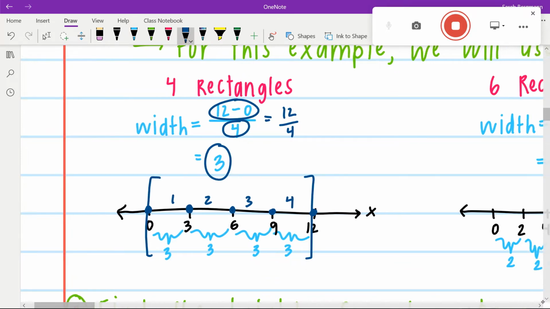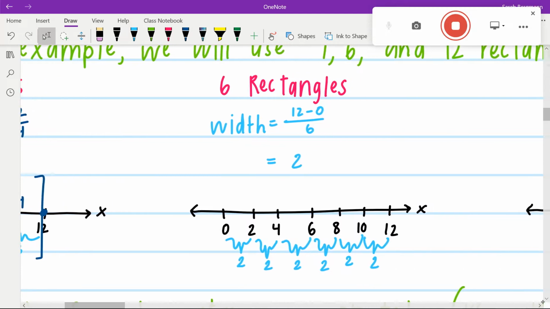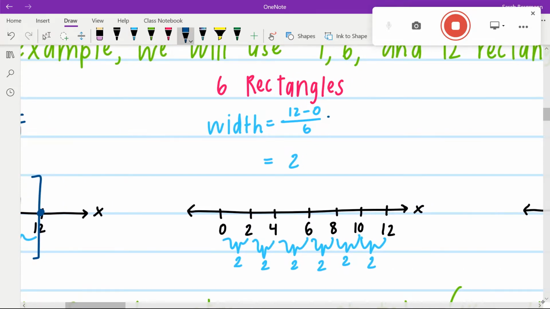Let's go ahead and divide up our x-axis for 6 and 12 rectangles as well. So for 6 rectangles, we're taking the 12 units and dividing it into 6 equal rectangles or equal spaces. So that gives us that each rectangle should have a width of 2 units. So starting at 0, I'm going to count 2 units. So count by twos all the way to the end point of the interval, which is at 12. And that should give me 6 rectangles. You might just want to double check.